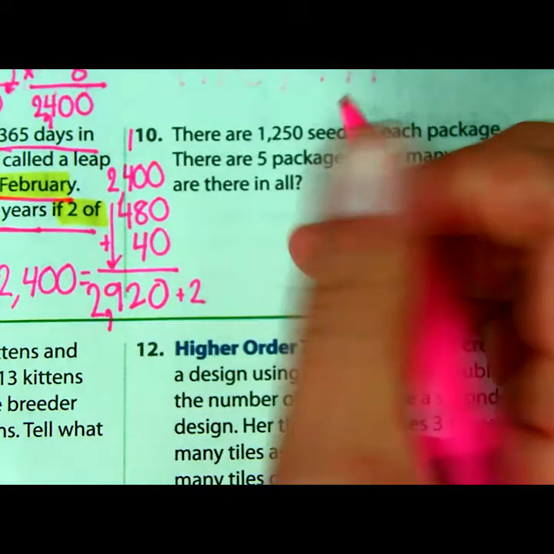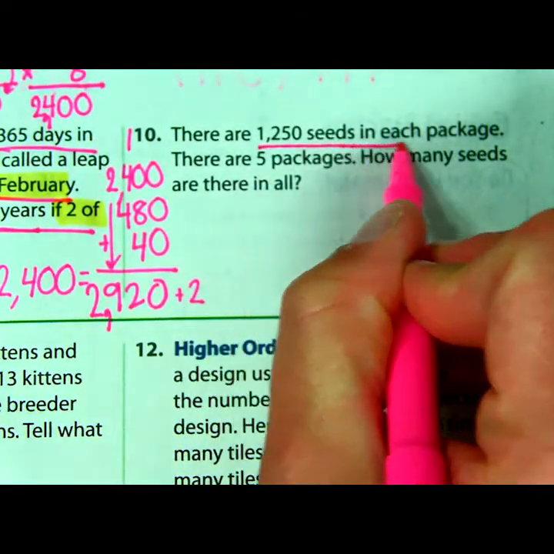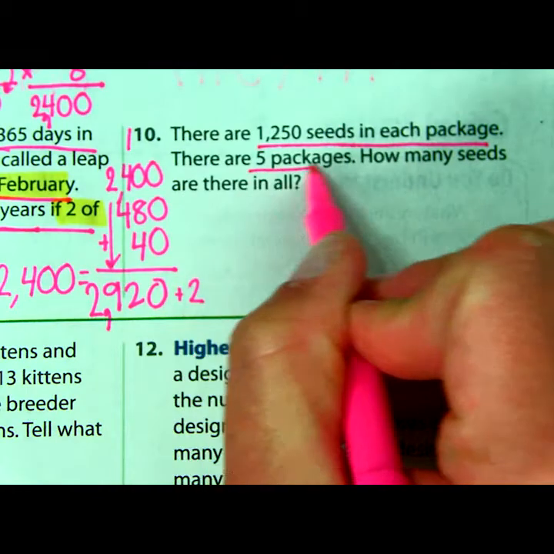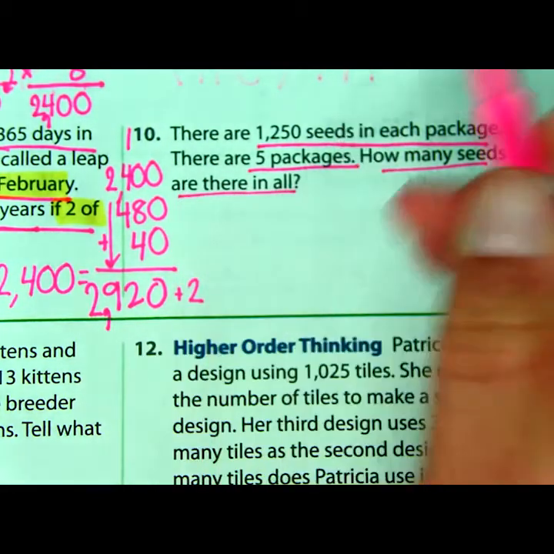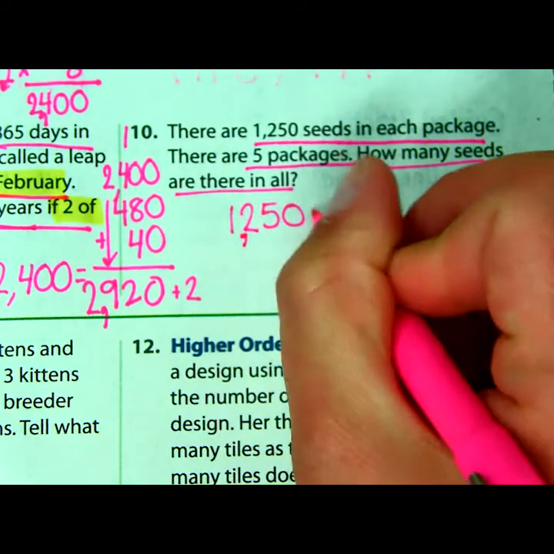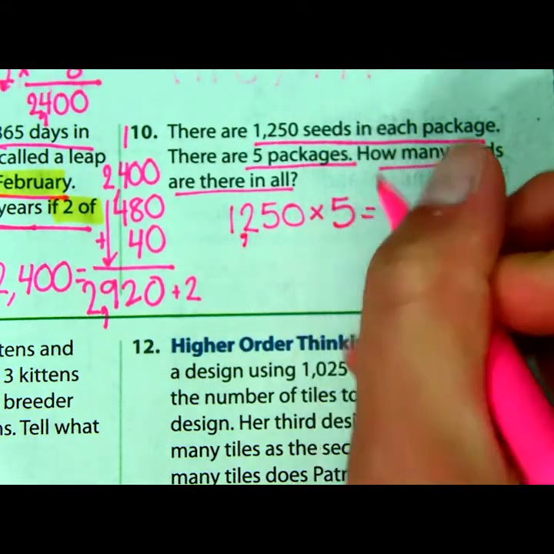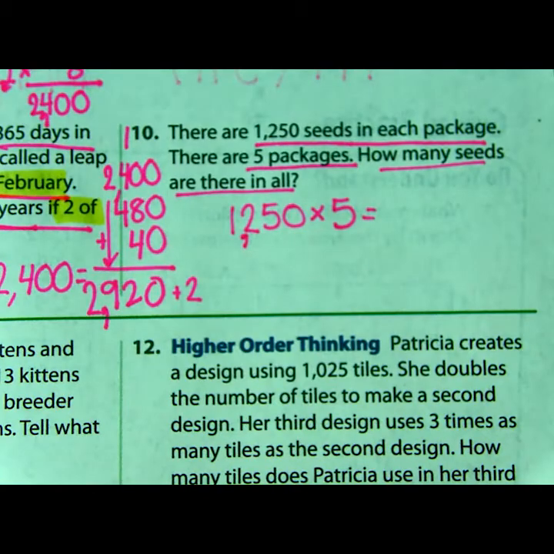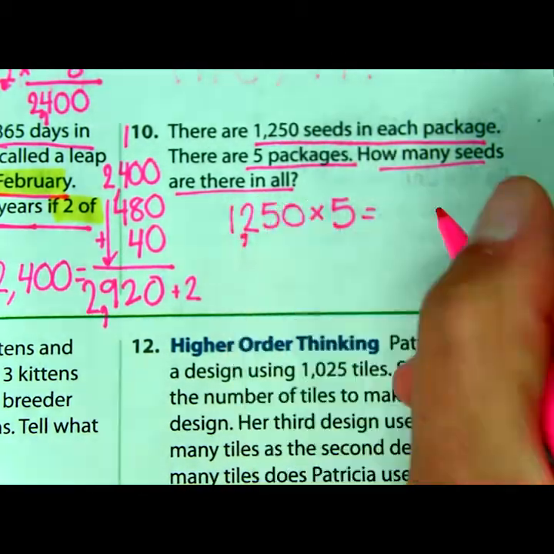Number 10. There are 1,250 seeds in each package, and there are 5 packages. How many seeds are there in all? So this is a pretty straightforward word problem. I don't really feel like there's many tricks here. You're multiplying 1,250 by 5. So we can set that up.